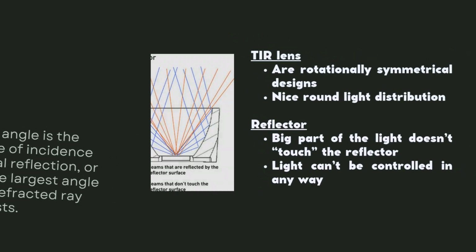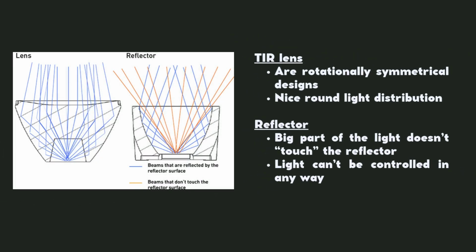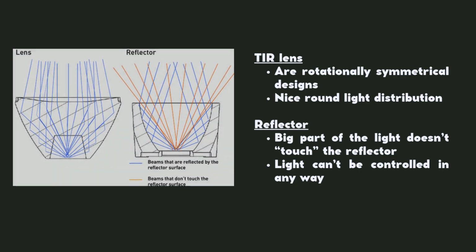Okay, so now I'm going to show you what is the difference by using the total internal reflection lenses and the reflectors inside the torchlight. Typically, total internal reflection lenses are rotationally symmetrical designs which give a really nice light distribution and can have more control over the light. In comparison, for the reflector, there is a big part of the light that doesn't touch the reflector, and hence the light cannot be controlled in any way, and some light energy can even be absorbed by the surface of the reflector itself.